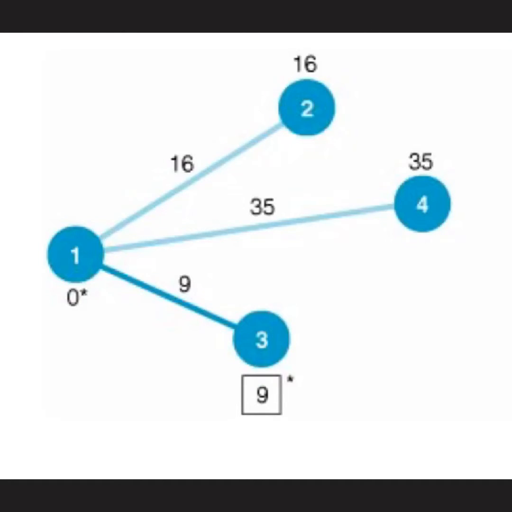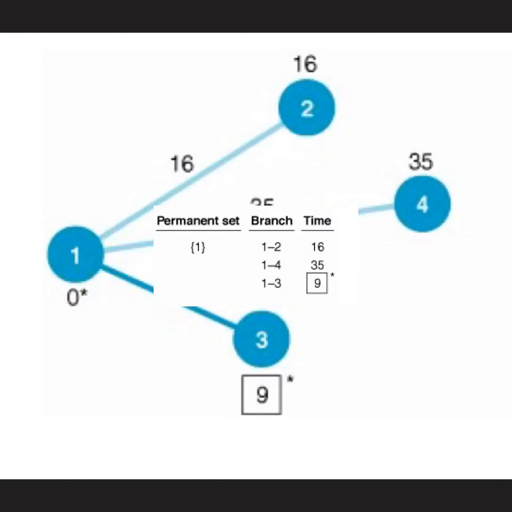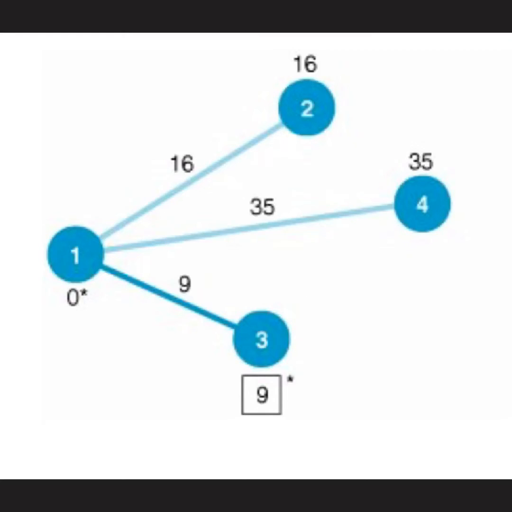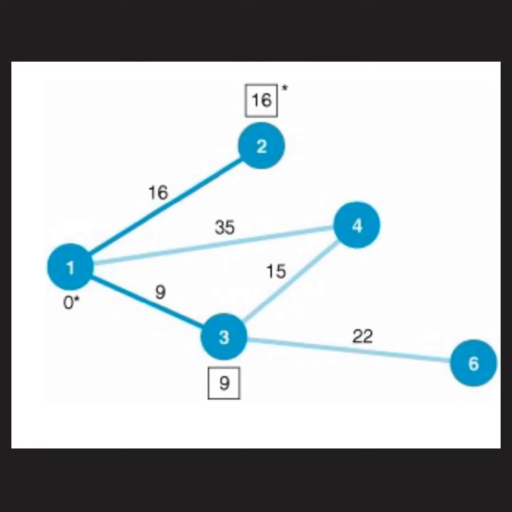The permanent set is shown to contain only node 1. The 3 branches from node 1 are 12, 14, and 13, and this last branch has the minimum time of 9 hours. Next, we will repeat the foregoing step used to determine the shortest route to node 3. First, we must determine all the nodes directly connected to the nodes in the permanent set, which are nodes 1 and 3. Nodes 2, 4, and 6 are all directly connected to nodes 1 and 3, as shown in the figure.